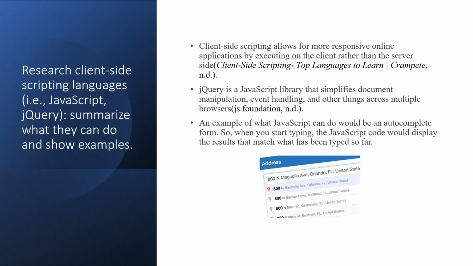Research client-side scripting languages, i.e. JavaScript, jQuery, summarize what they can do, and show examples. Client-side scripting allows for more responsive online applications by executing on the client rather than the server side. jQuery is a JavaScript library that simplifies document manipulation, event handling, and other things across multiple browsers. An example of what JavaScript can do would be an autocomplete form. So when you start typing, the JavaScript code would display the results that match what has been typed so far.